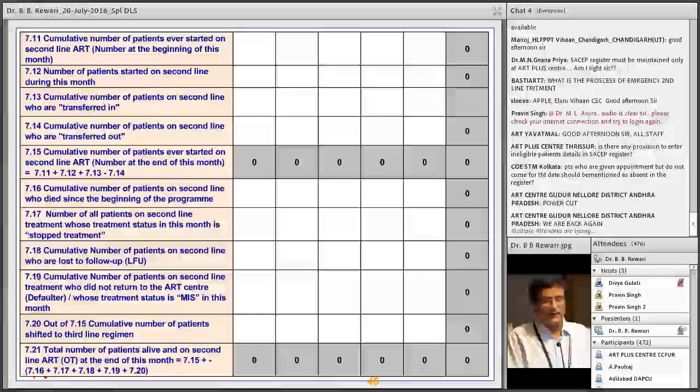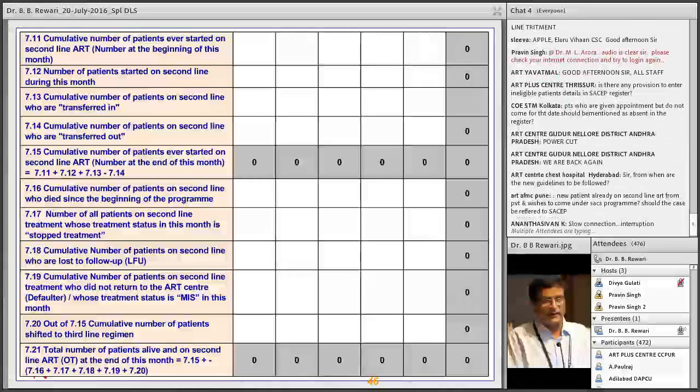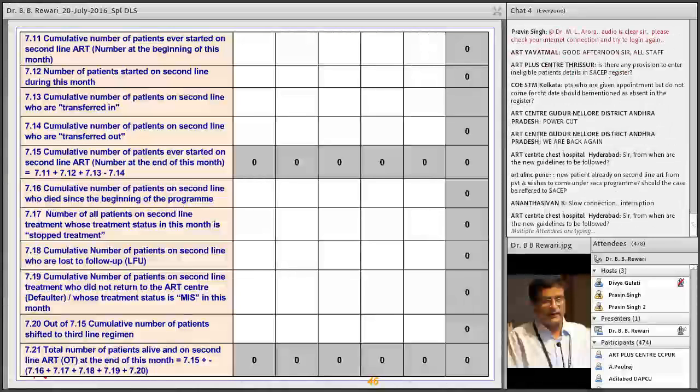I will just stop here and take some questions. Is there any provision to enter an ineligible patient? Yes, all patients who come to SACEP should be entered in the SACEP register. Later on, whether an appointment was given or not can be entered.